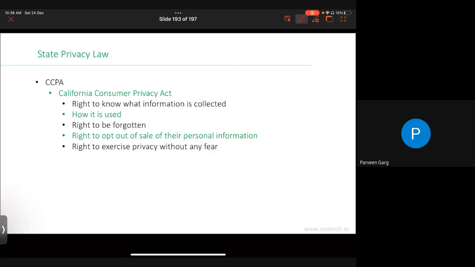So under the California Privacy Act, you have the right to be forgotten. If you want to get forgotten, you can. Remember, this right to be forgotten is there in GDPR also.